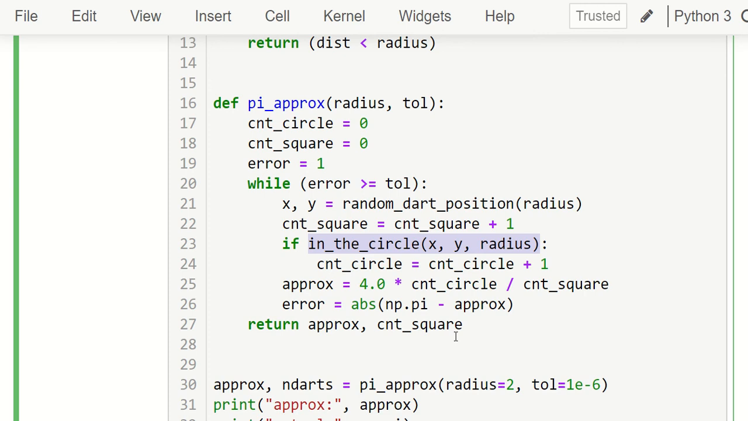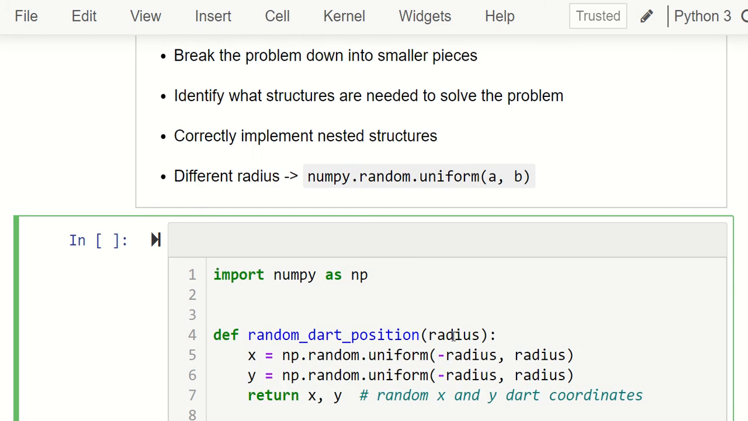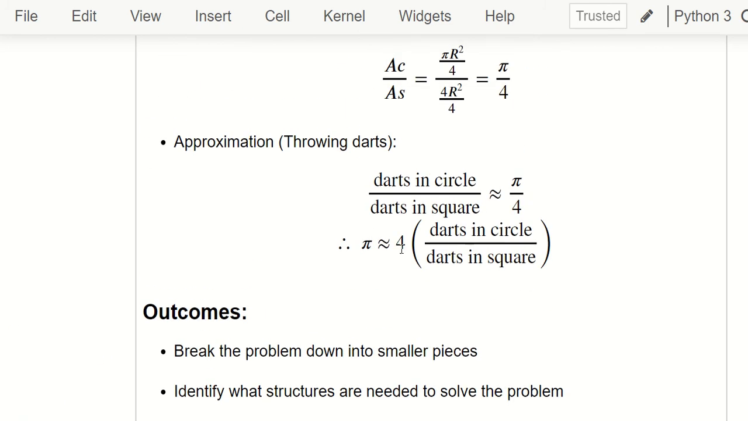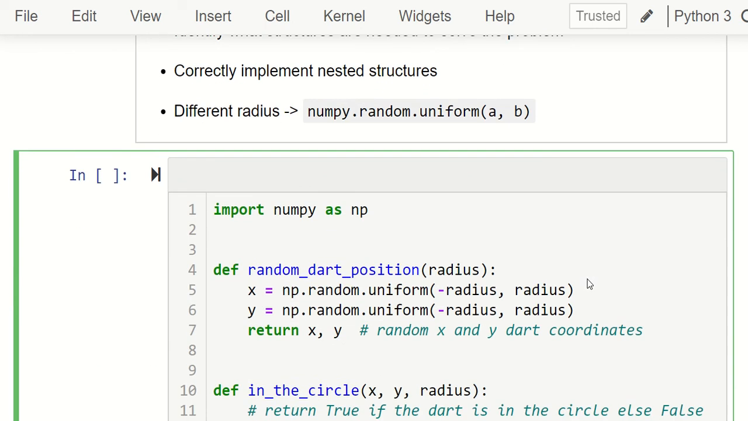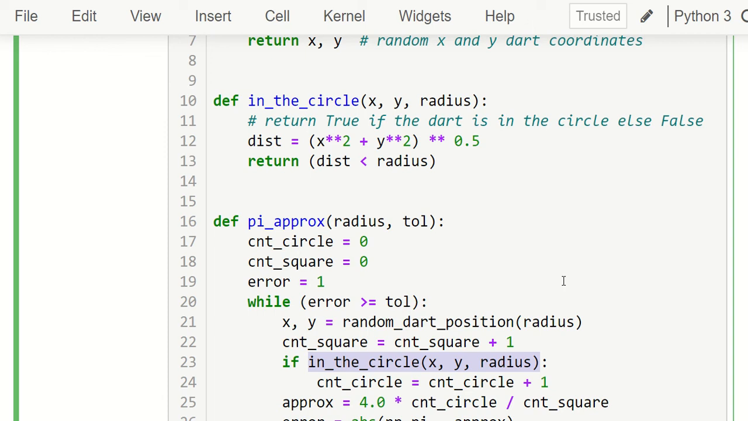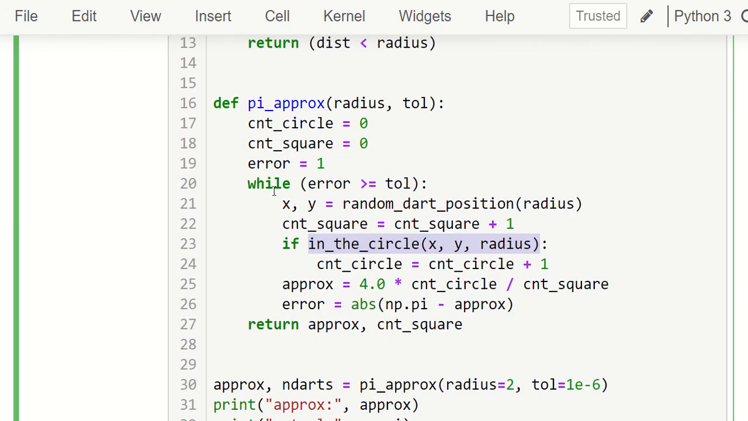Then in the record 25, I now calculate my pi approximation. Remember, the formula that I'm using is that pi is approximated by 4 times the number of darts inside the circle divided by the number of darts inside the square. So that's exactly what I'm doing here. Note that the approximation is calculated inside the while loop but outside the if construction, right? The approximation is 4 times the number of darts in the circle divided by the number of darts in the square. So that's my approximation.